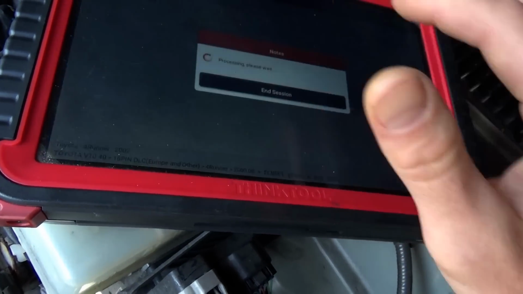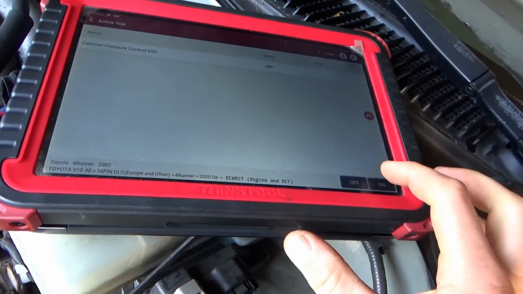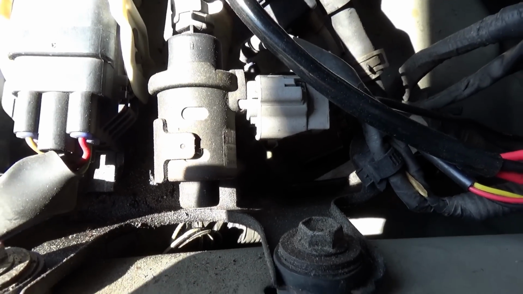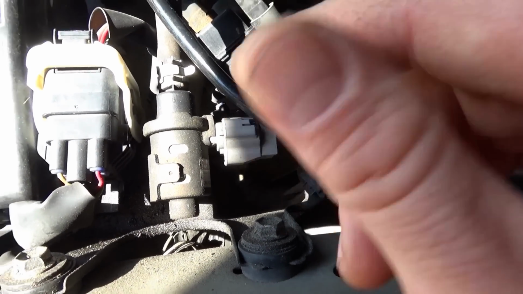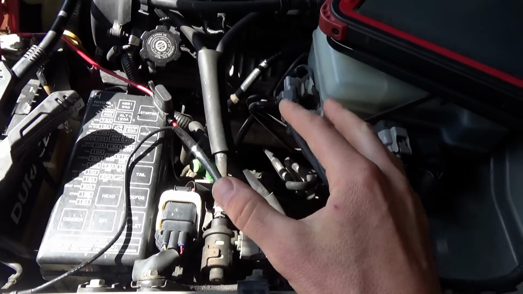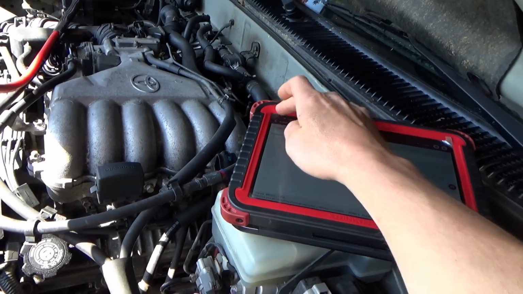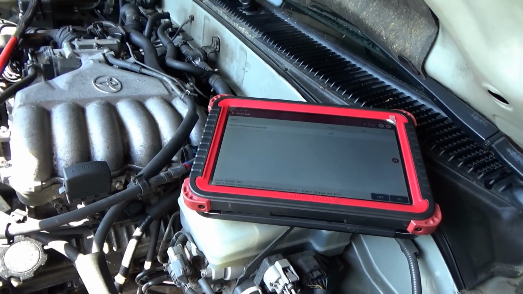Okay. And on, off. That's this one clicking. On, off. So like I said, the ones under the hood are generally fine. Now, let's go to the third one, under the truck, and see if that one is clicking.